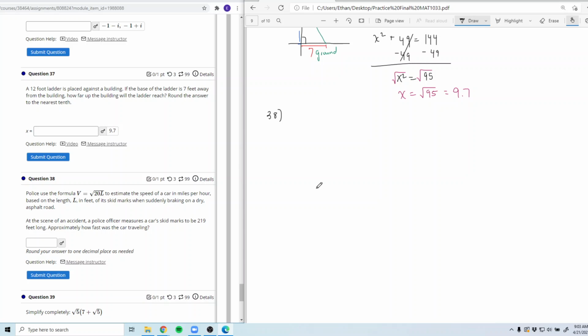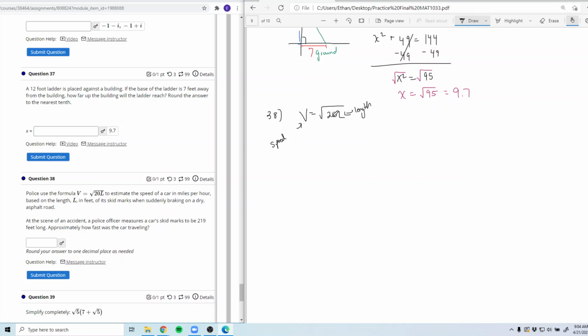Please use the formula V equals the square root of 20L to estimate the speed of a car in miles per hour based on the length L in feet of its skid marks when suddenly braking on a dry asphalt road. A lot of words, but what we want to take is this formula. V is the speed and L is the length of the skid mark.